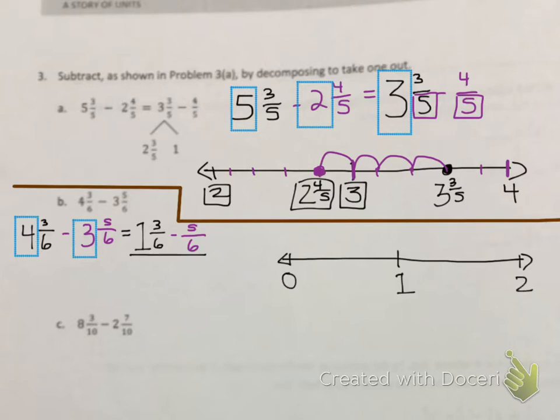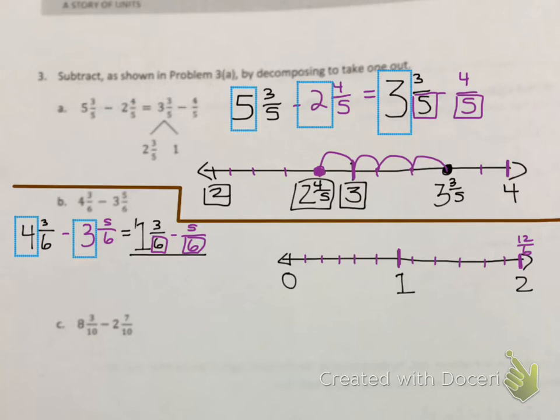Okay? And we're going to cut this into sixths because we have sixths and we have sixths. So 1/6, 2/6, 3/6, 4/6, 5/6, and 6/6. Awesome. All right. So where is 1 whole and 3/6?